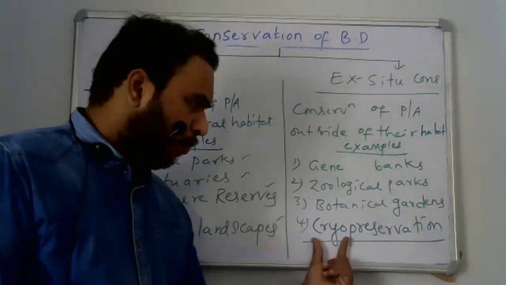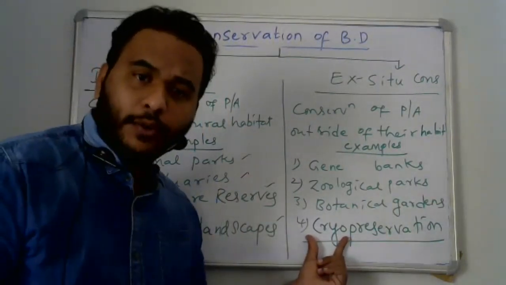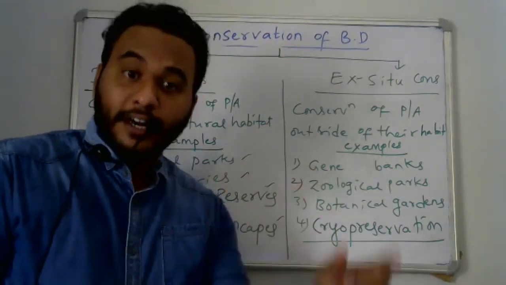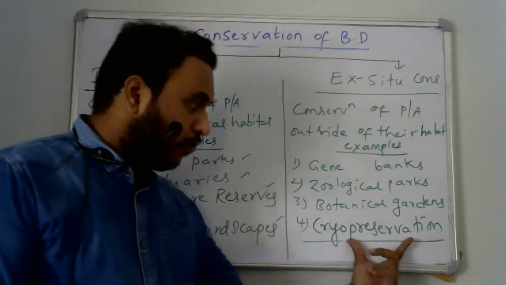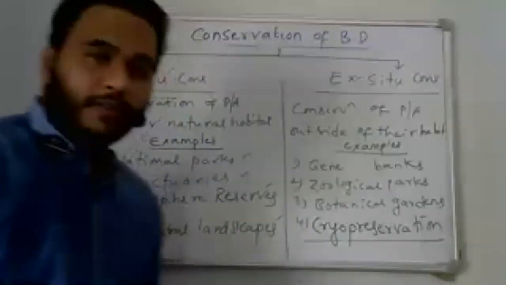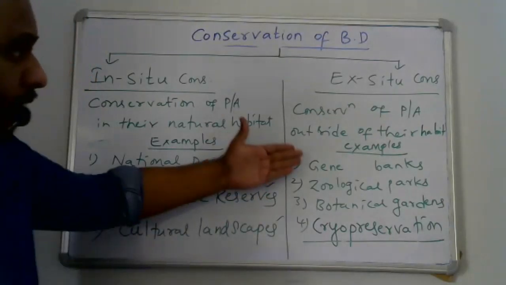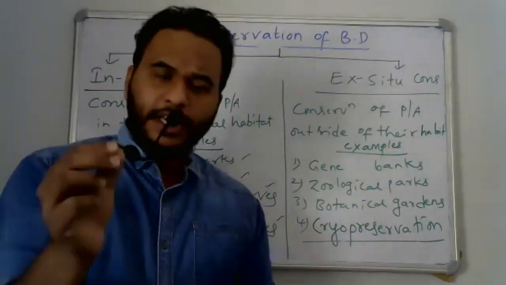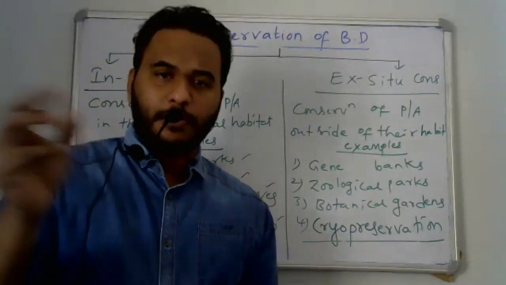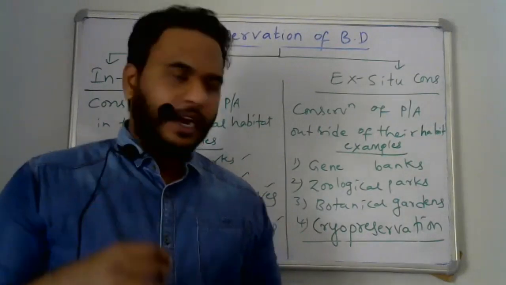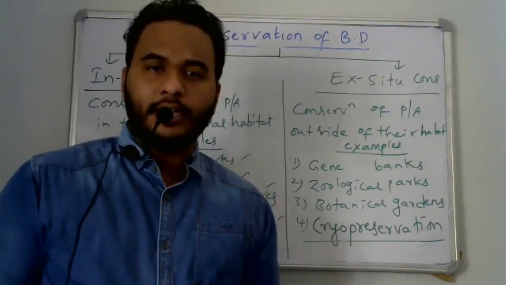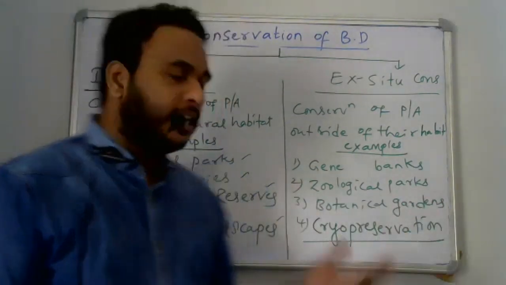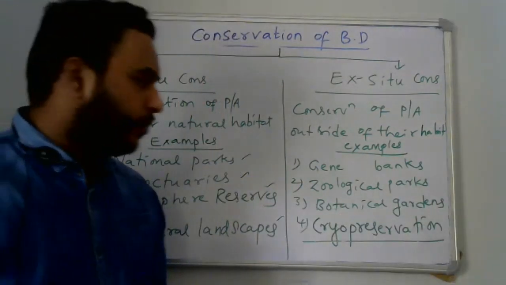Extremely cold, cryo. You are using nitrogen in its liquid form, liquid nitrogen, and performing preservation of natural resources. That is cryopreservation. So these all are examples of ex-situ conservation. Gene banks: you take gene sequences or particular genes from organisms and store them in gene banks. Then zoological parks, botanical gardens, and cryopreservation, as I told you.